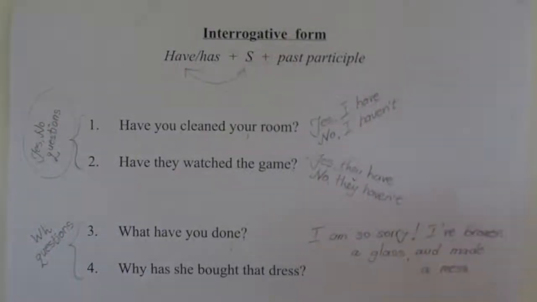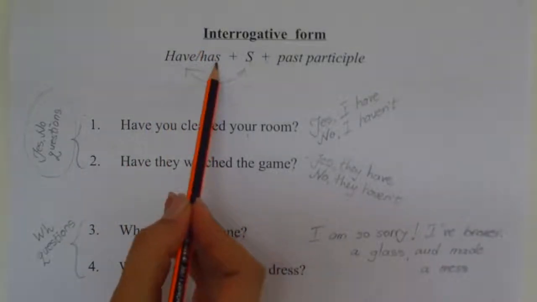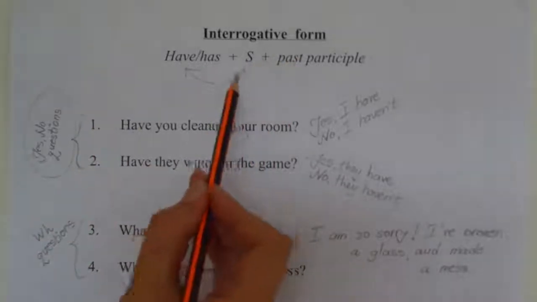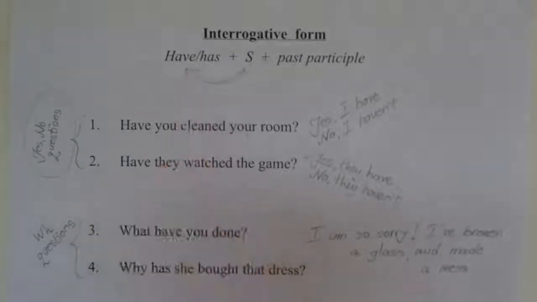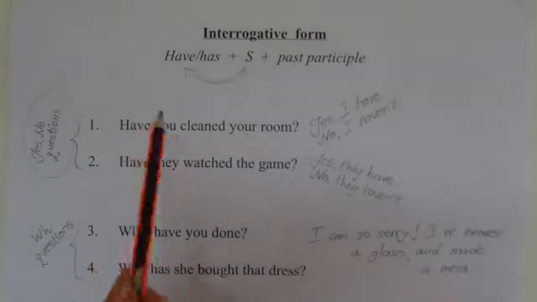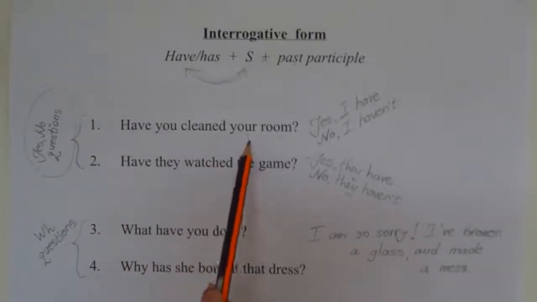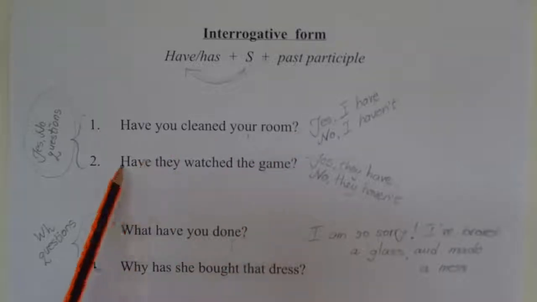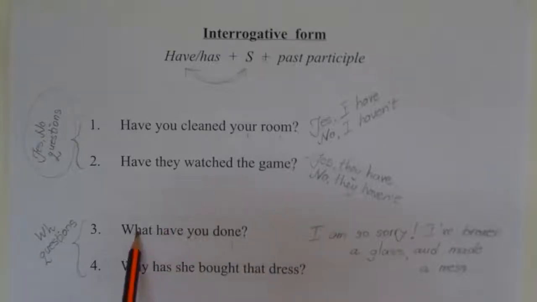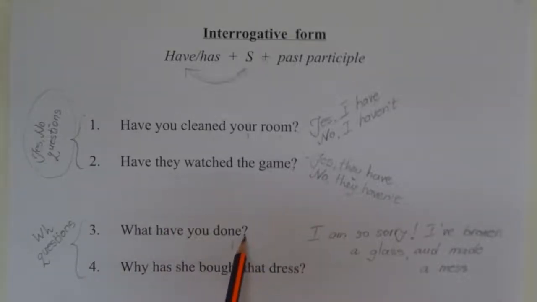The structure for interrogative form goes like this. Have or has plus subject plus past participle. It means that subject and helping verb change their places. Let me show you the examples. Have you cleaned your room? Have they watched the game? What have you done? Why has she bought that dress?